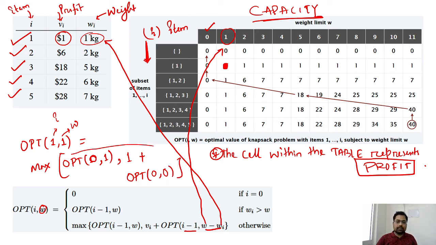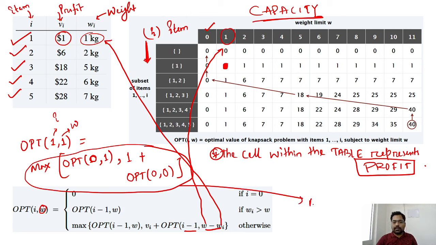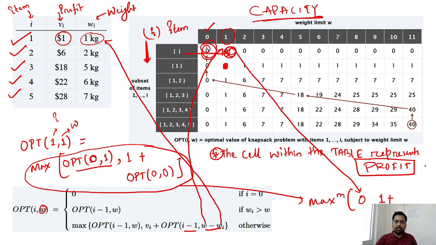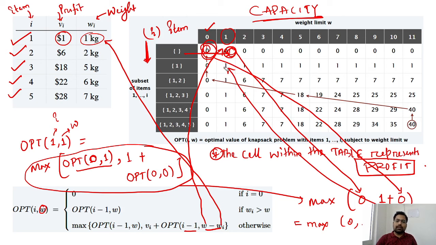The maximum of this will be written here. Maximum of OPT 0, 1, which is 0, and 1 plus OPT 0, 0, which is 0. So the maximum of 0 comma 1 is 1. So we must write here as 1. Clear? I hope it is clearly understood by you. This is how we are representing it.